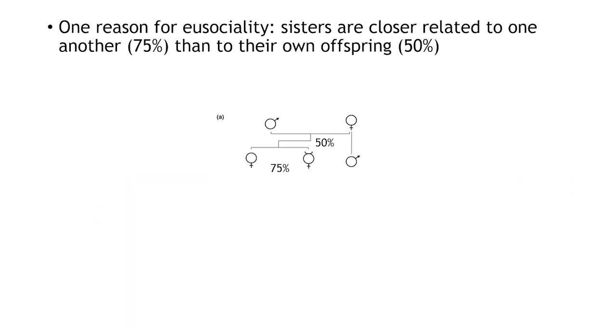By the way, this system is a major reason for why these colonies work together so well, because sisters are always more closely related to one another than to their own offspring. So they would rather work for their sister princess than for their own daughter princess.